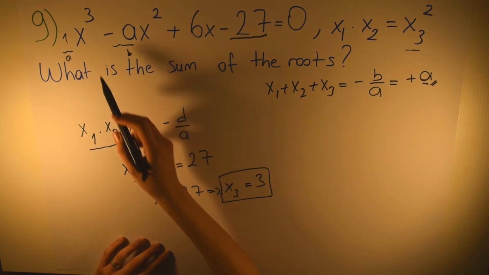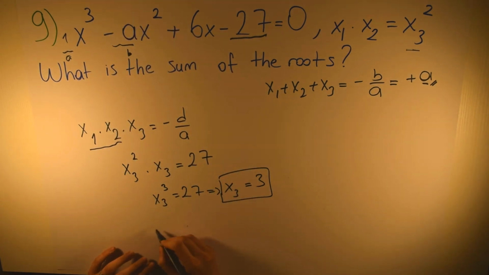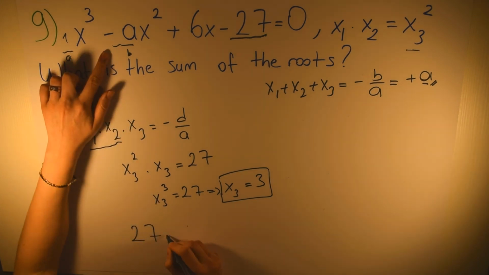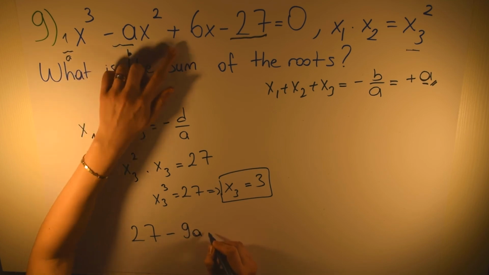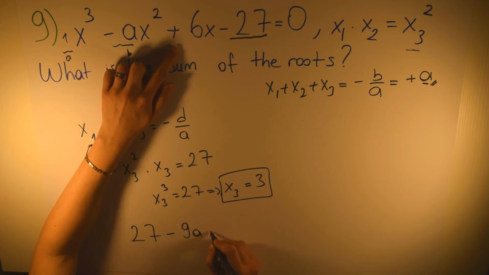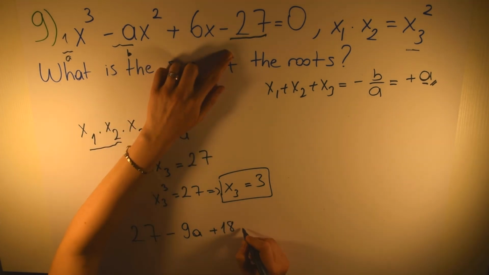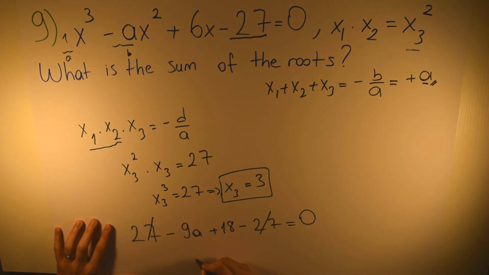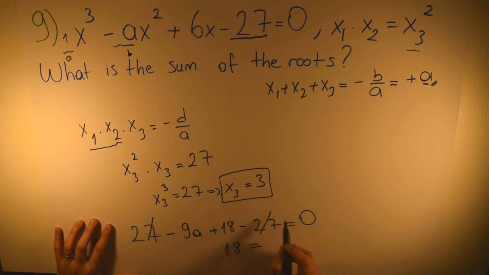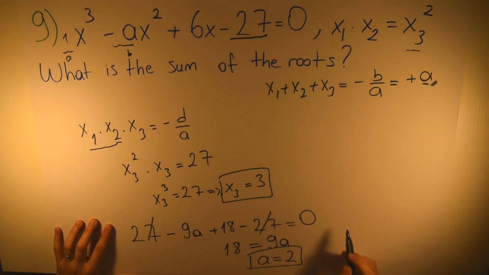So let's do that. It's 3 cubed, it's 27, minus 3 squared, it's 9, minus 9a, plus 6x, 6 times 3, it's 18, minus 27 is equal to 0. So this will cancel out, and from here I will get 18 is equal to, when I put this to the other side, it will become plus 9a, and from here the value of a is equal to 2. So which is also the answer for our question.